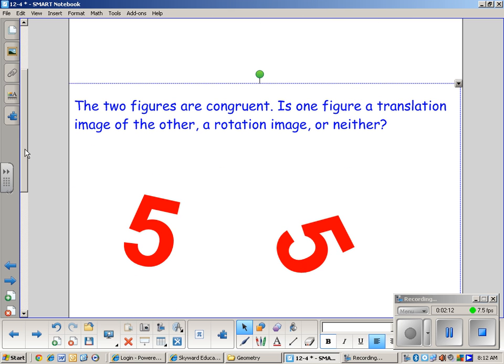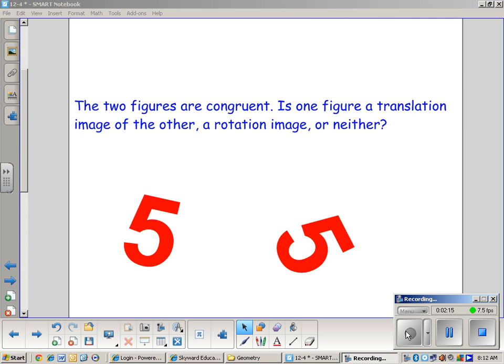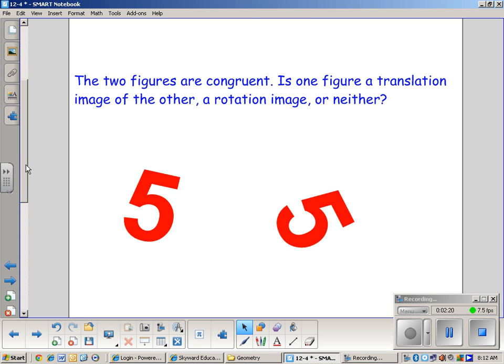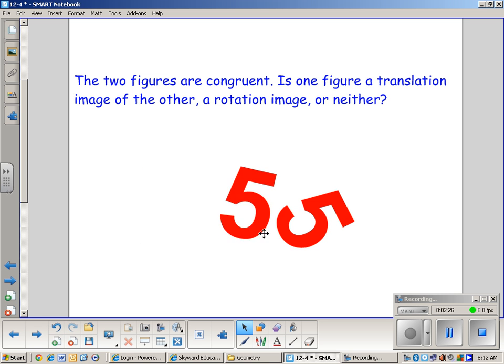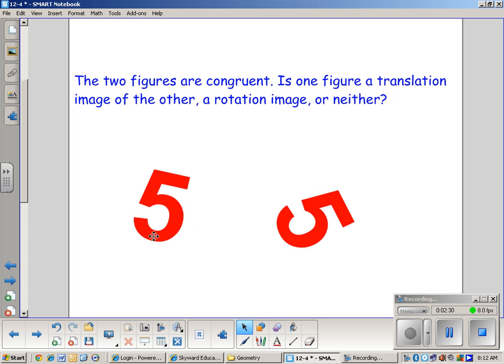I gotta pause this. So I think I can make it work now. So, is it a translation? What does translation mean? Slide. So can I just simply take this and slide it over there and match it right up onto that? No. So no, I can't.